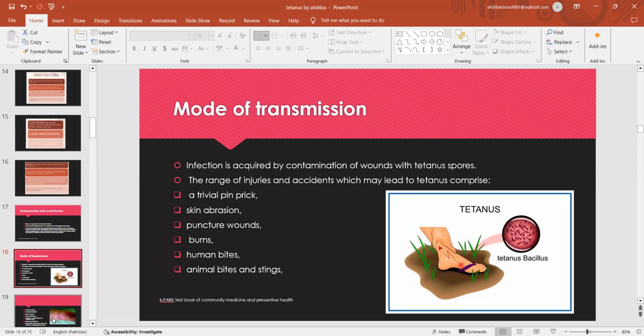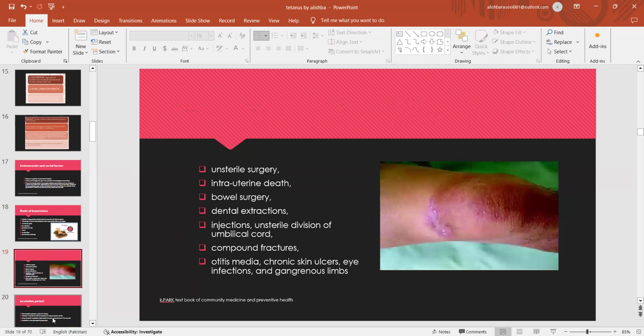The range of injuries and accidents which may lead to tetanus comprise a trivial pinprick, skin abrasion, puncture wounds, burns, human bites, animal bites, and stings. Unsterile surgery, intrauterine death, bowel surgery, dental extractions, injections, unsterile division of the umbilical cord, compound fractures, otitis media, chronic skin ulcers, eye infections, and gangrenous limbs.